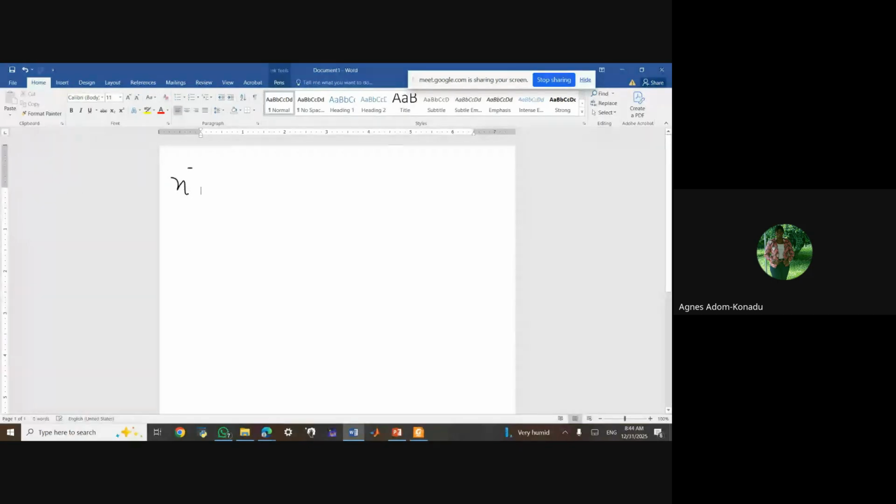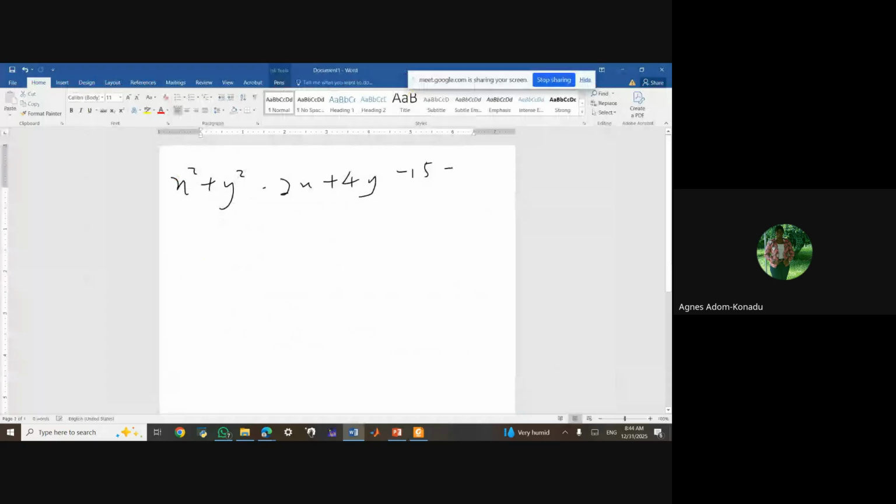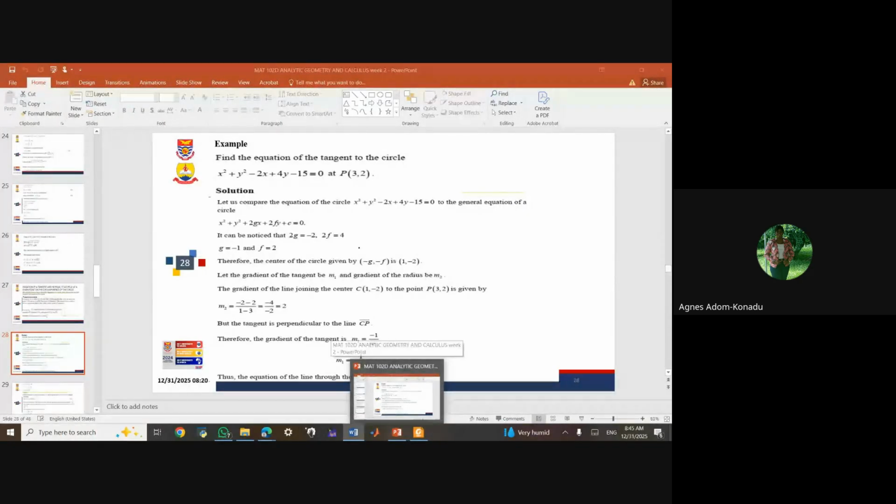So we have the equation to be x squared plus y squared minus 2x plus 4y minus 15 equals 0. And then we have a point P with coordinates (3, 2).